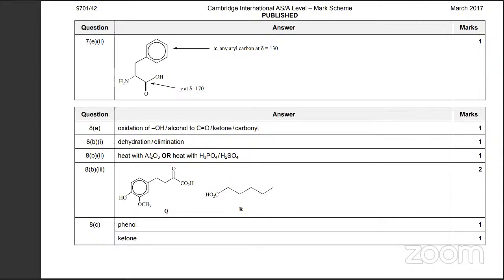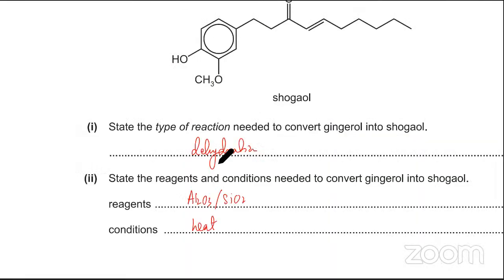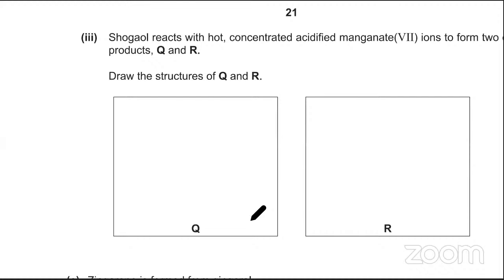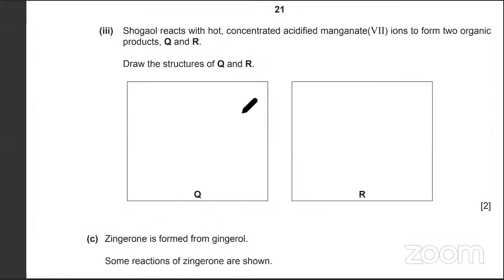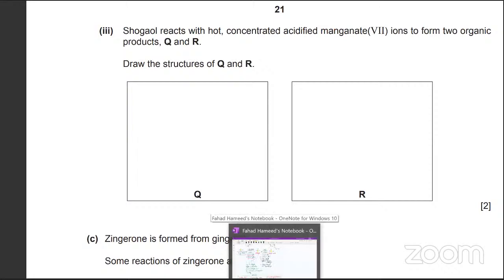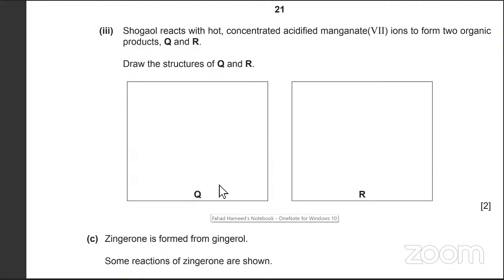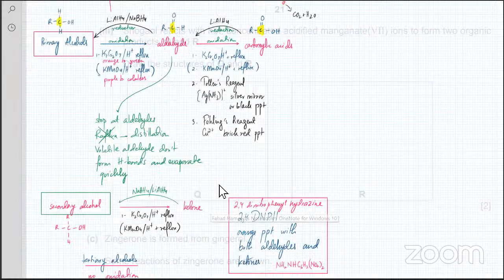Now, where's the question? This one. What's next? Here's another question which says that it reacts with hot concentrated KMnO4 to form two organic products, Q and R. Draw the structures of Q and R. So this is about strong oxidation of alkenes. What happens during strong oxidation of alkenes? This is something that we did in strong oxidation.